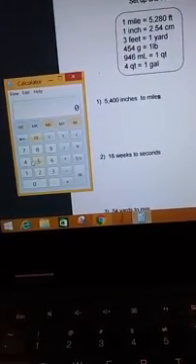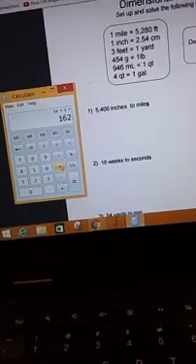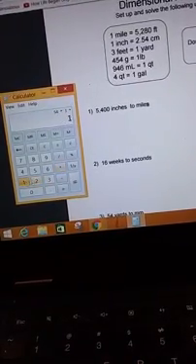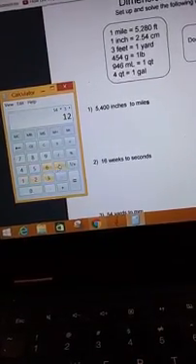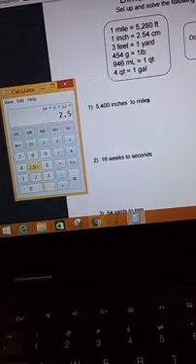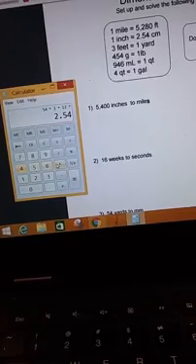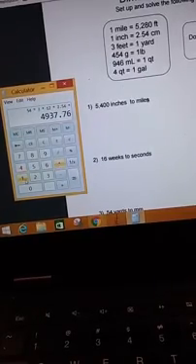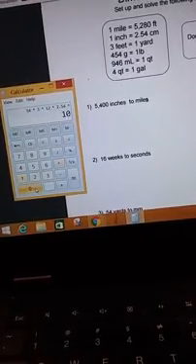Clear our last thing we did. So 54 times 3 times 12 times 2.54 times 10 equals that.